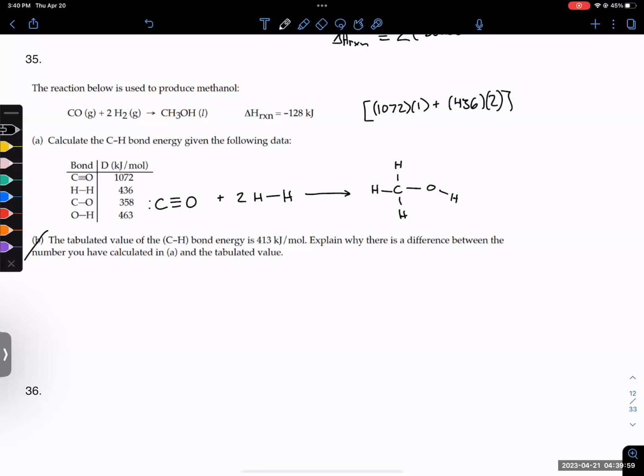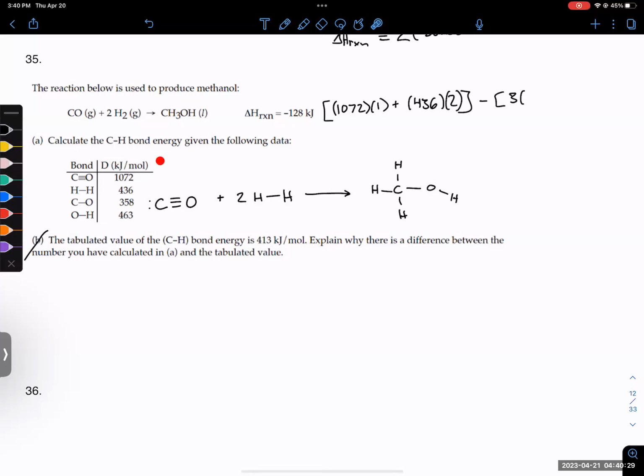And then from that, we subtract the bonds formed, which is everything in the products. So what are some of the bonds that are being formed? We're forming how many CH bonds? Okay, so we're gonna be forming 3. But this is what we're looking for, so let's just put in a variable x, because it's asking us to calculate the CH bond energy.